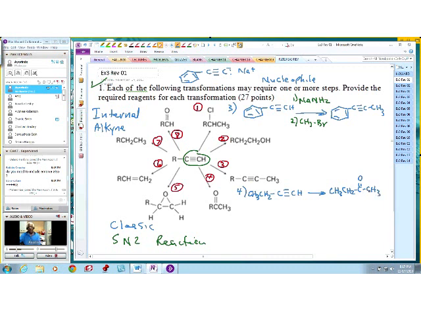So they want us to make this methyl ketone. Okay, do we know a reagent that will transform directly a terminal alkyne to a methyl ketone? Anybody has an idea? Okay, excellent. Mercury sulfate, or any mercury 2 salt will do.